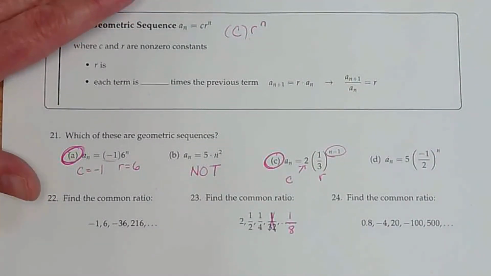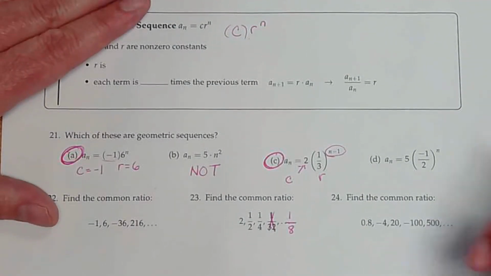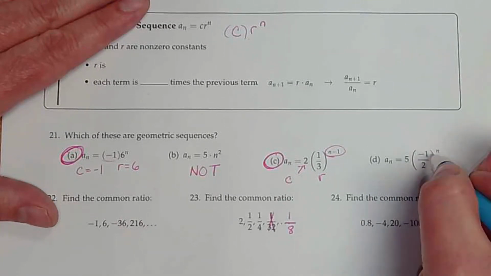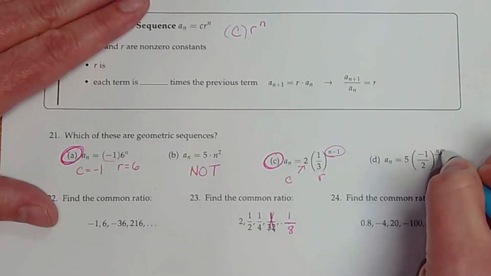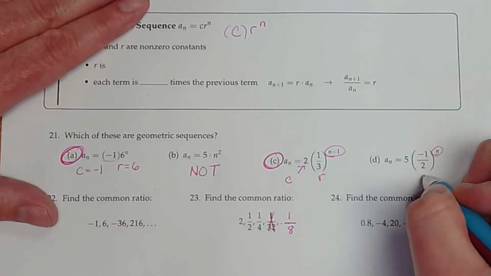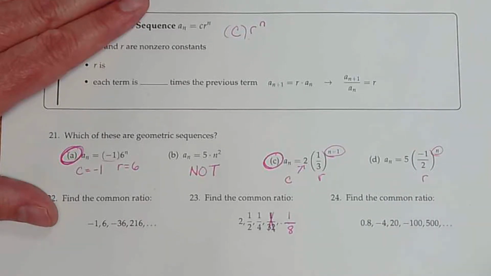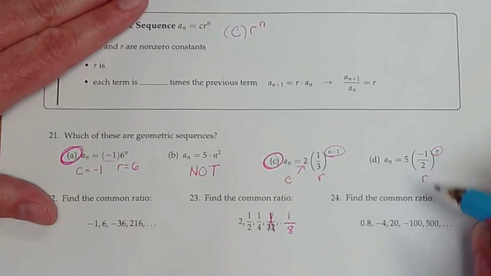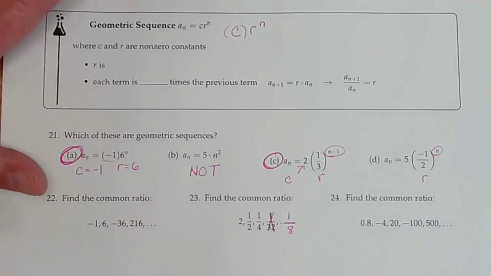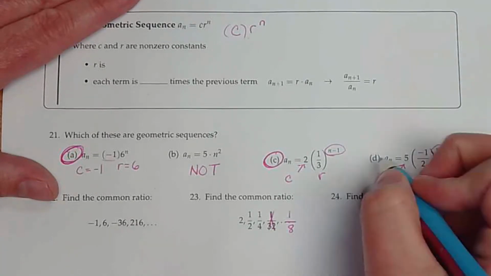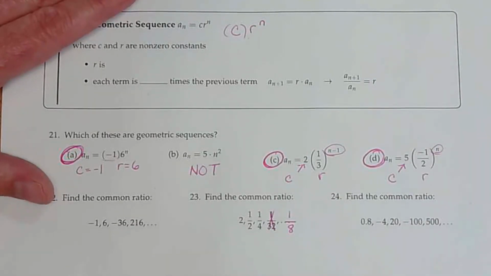So this is geometric, and here the 2 out in front is our c, and the 1/3 is our r. And the last one, letter D, I have 5 times -1/2 to the n. This is a good sign, a constant raised to the nth power. That would make this -1/2 my r, and it's okay to have a negative r. That's totally fine as long as it's raised to the n, or n minus 1, or n plus 2, or something like that. And this 5 out in front is my c. So this is also a geometric sequence.